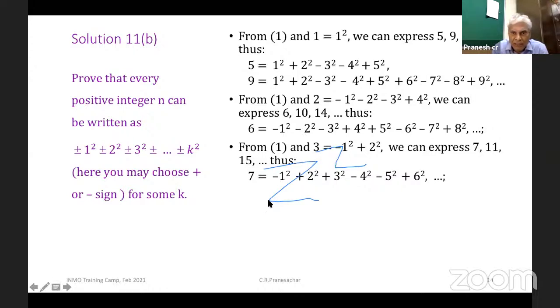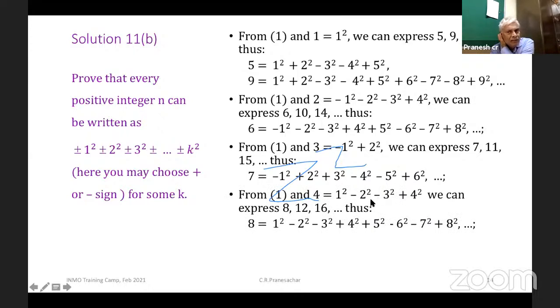So for example, 7 will be this 3, plus 4: 3 squared minus 4 squared, etc. This will give you 4. So 3 plus 4 is 7. And finally, since 4 is this combination, you will get 8, 12, 16, etc. by the same combination, because 4 and 4 is given by the same combination. So this will be 8, and so on.